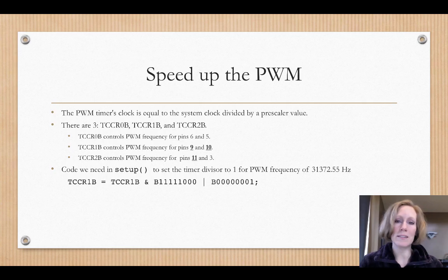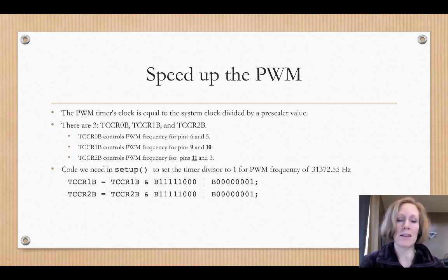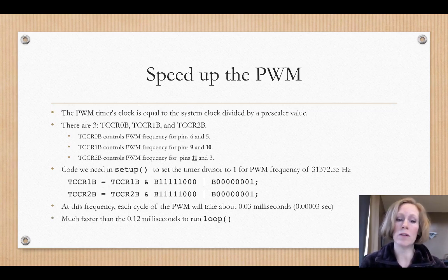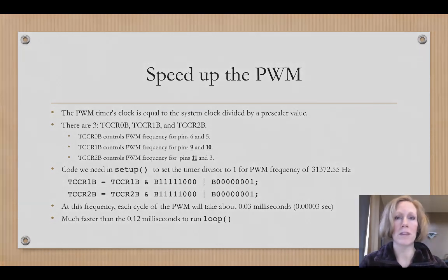So this is the command. It's basically coding you don't need to worry about unless you want to investigate on your own, but basically it's clearing that prescaler value and setting it to 1 so that we're dividing by 1. At this frequency, the pulse width modulation is only going to take about 0.03 milliseconds, which is much faster than the 0.12 milliseconds that it takes to run the loop. So this should fix our issue with the flickering that we're seeing.